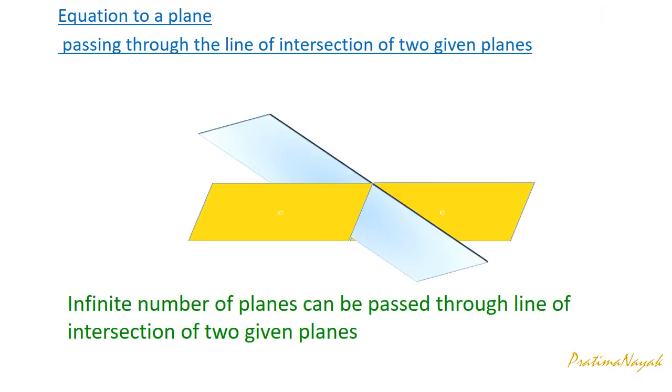Next, equation of a plane passing through the line of intersection of two given planes. So first we should have the concept that infinite number of planes can pass through the line of intersection of two given planes.